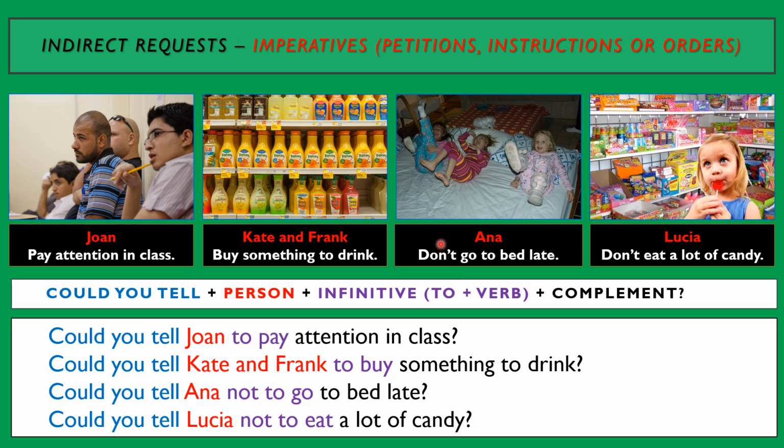The next petition is for Anna, and it says, don't go to bed late. So we say, could you tell Anna not to go to bed late? The last one is for Lucia, and the petition is, don't eat a lot of candy. So we say, could you tell Lucia not to eat a lot of candy? Remember that we need the infinitive form, to plus verb.